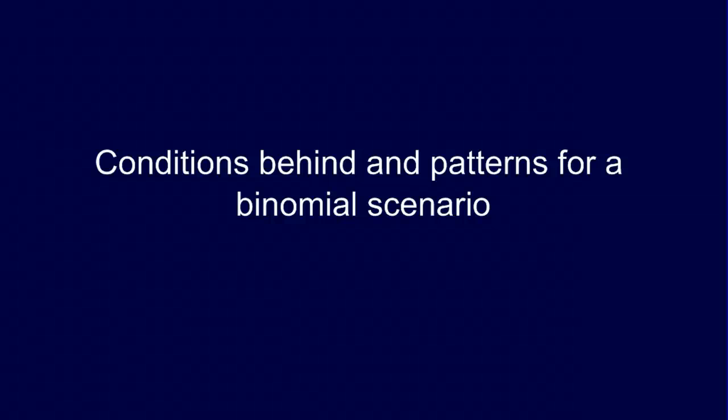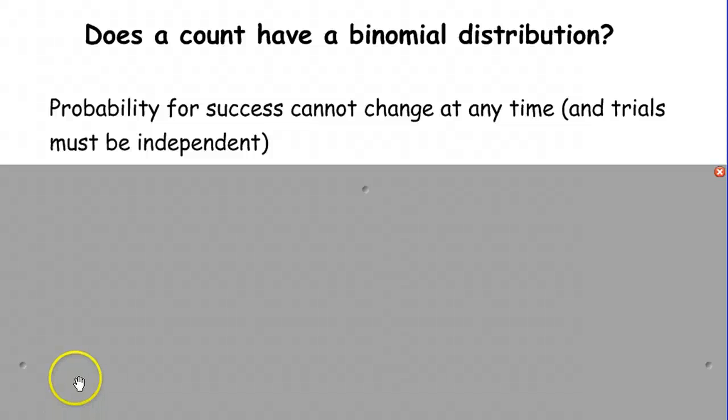Let's look at the conditions that go behind the different patterns that we see for a binomial situation. There's three really important things that we need to look for. One is that the probability of success cannot change at any time. What that means is, for example, if you're flipping a coin, the probability of getting heads is 0.5 on the first flip, 0.5 on the second flip, 0.5 on the third flip. It never changes. From flip to flip, the probability stays the same.